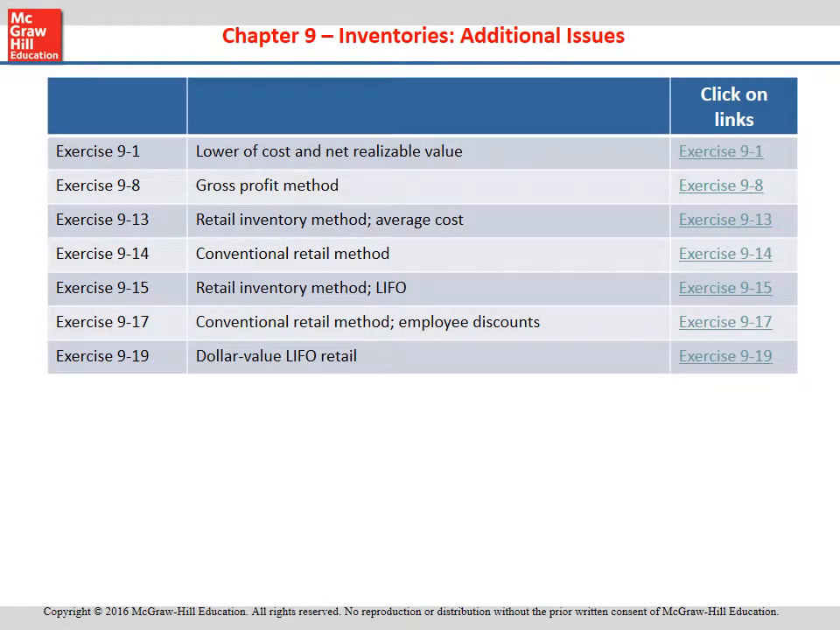In Chapter 9, we're looking at additional methods or issues involving inventories. Specifically, we're looking at the lower of cost and net realizable value, the gross profit method, and the retail inventory method. So we're going to look at a few exercises here and show you how each of those is used and computed.